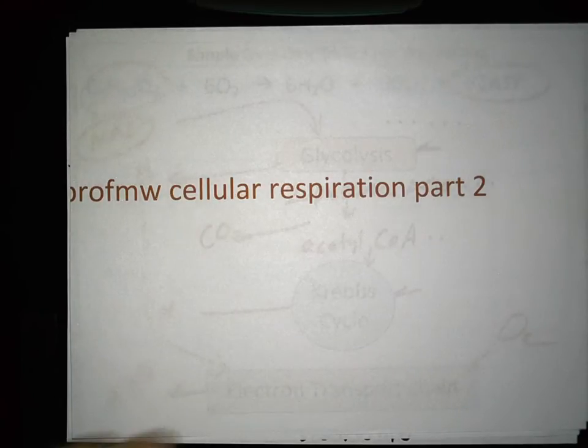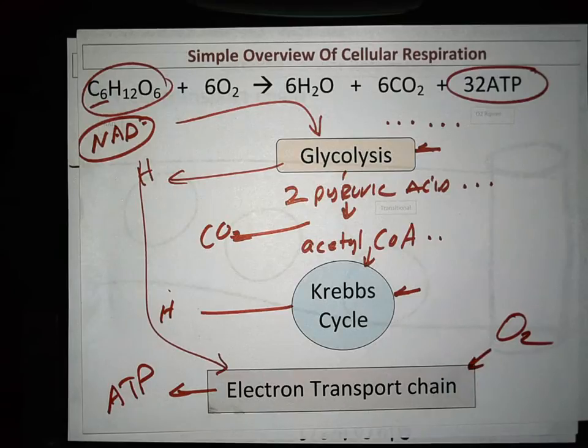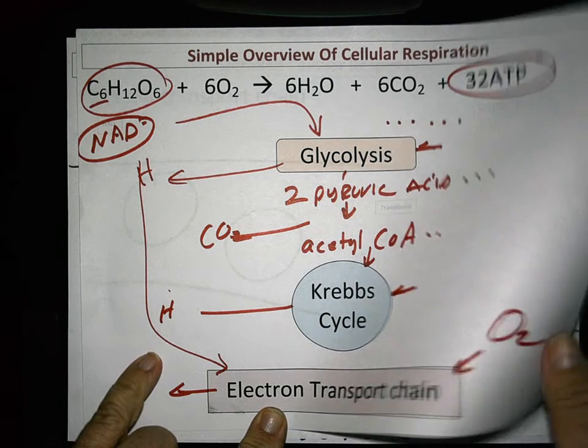This is Cellular Respiration Part 2. We finished the Krebs cycle, and we're getting these electrons transferred to the electron transport chain. So I'll share how that works quickly.